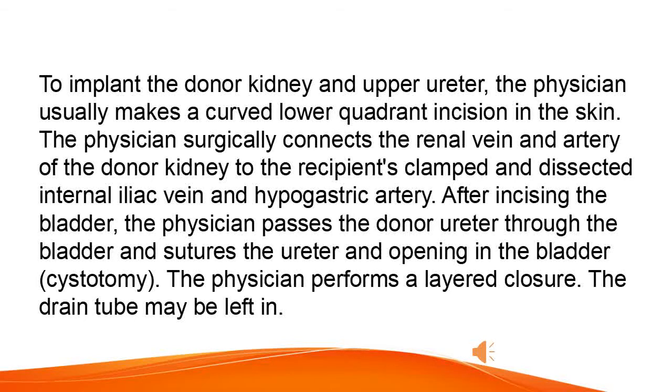To implant the donor kidney and upper ureter, the physician usually makes a curved lower quadrant incision in the skin. The physician surgically connects the renal vein and artery of the donor kidney to the recipient's clamped and dissected internal iliac vein and hypogastric artery. After incising the bladder, the physician passes the donor ureter through the bladder and sutures the ureter and opening in the bladder, cystotomy. The physician performs a layered closure. The drain tube may be left in.